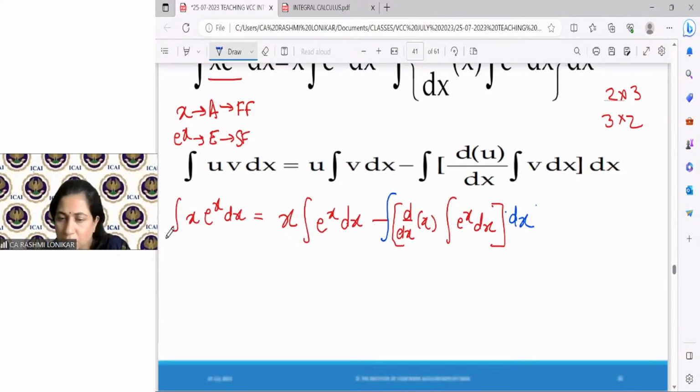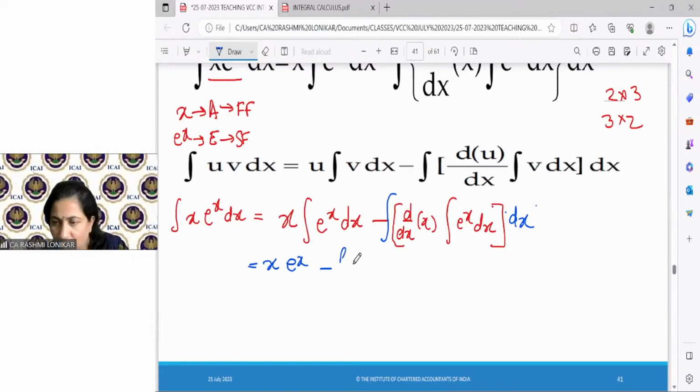Now this is equal to x. What is the integral of e raised to x? e raised to x. Minus d by dx of x is 1. So again, the integral of 1 times e raised to x dx. It is e raised to x plus c. Now this is equal to x e raised to x minus e raised to x plus c.